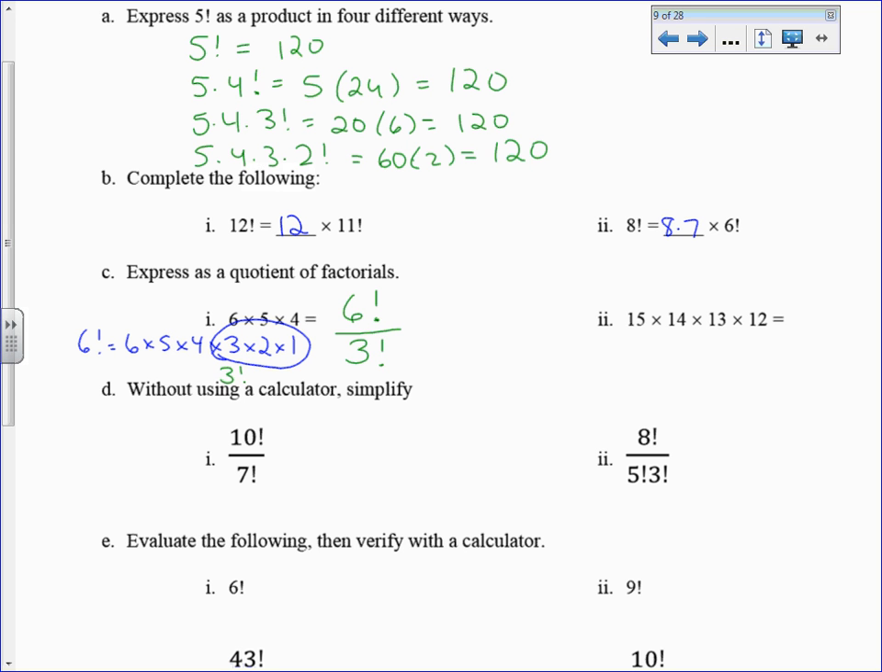Does anybody want to make a stab at what this one would be? Go ahead. Yeah, 15 factorial divided by 11 factorial. You figure out which number it stops at, or what's the first number that's missing, and that's what you're dividing by, factorial.